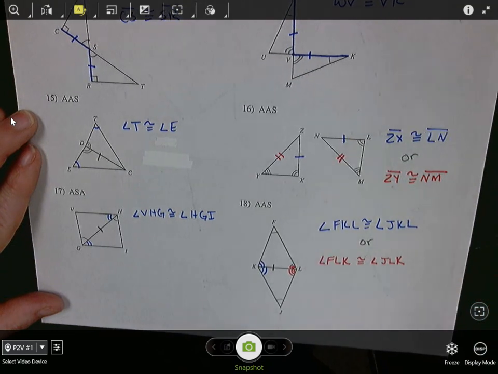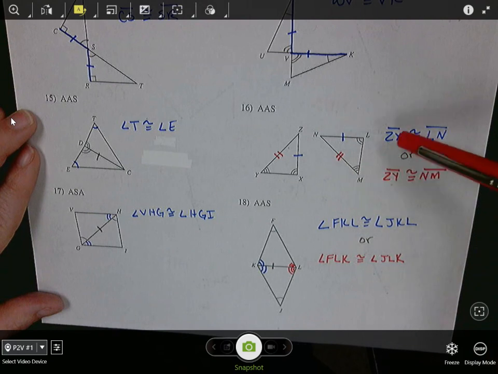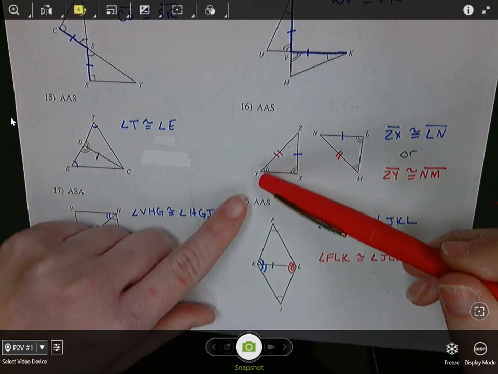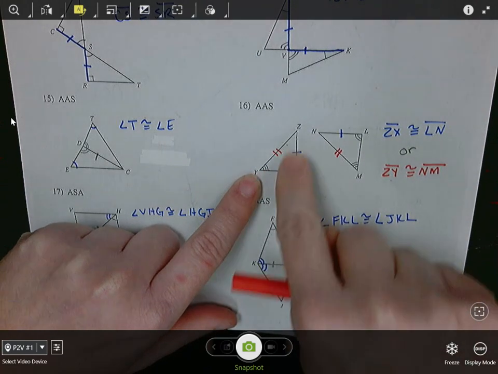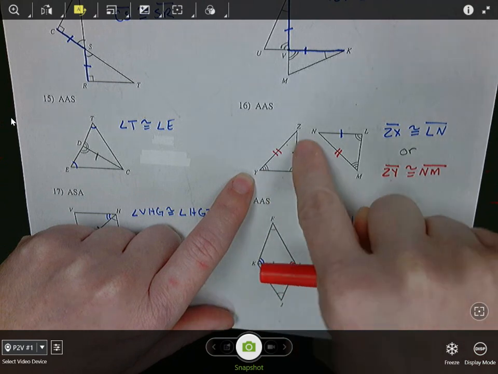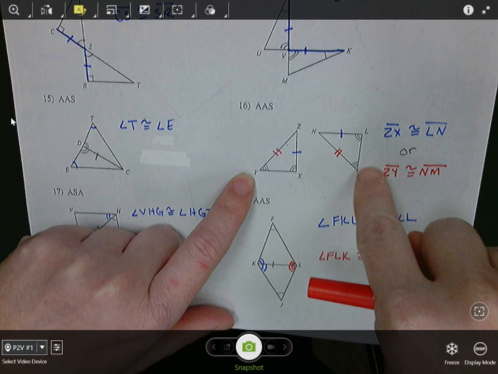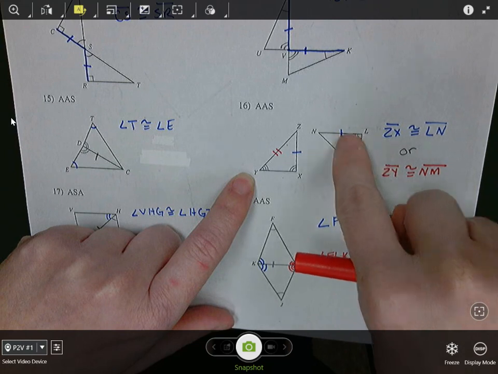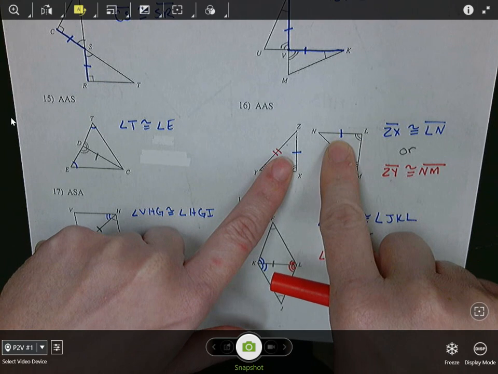Number 16, you could have said two different names depending on which way you wanted to go. If I wanted to start at this angle with the three marks and go around this way counterclockwise, I would go angle, angle. So I would need this side here, ZX, and then start the same way over here with the third angle, second angle, with side NL. So I would need ZX marked congruent to NL.